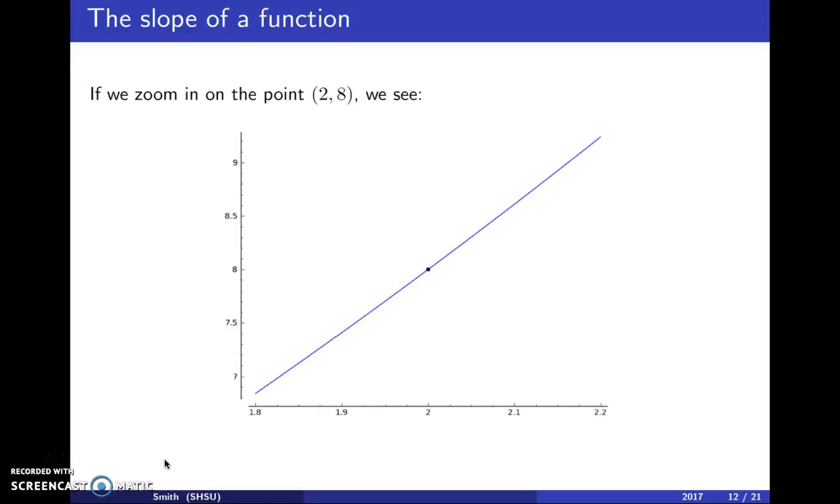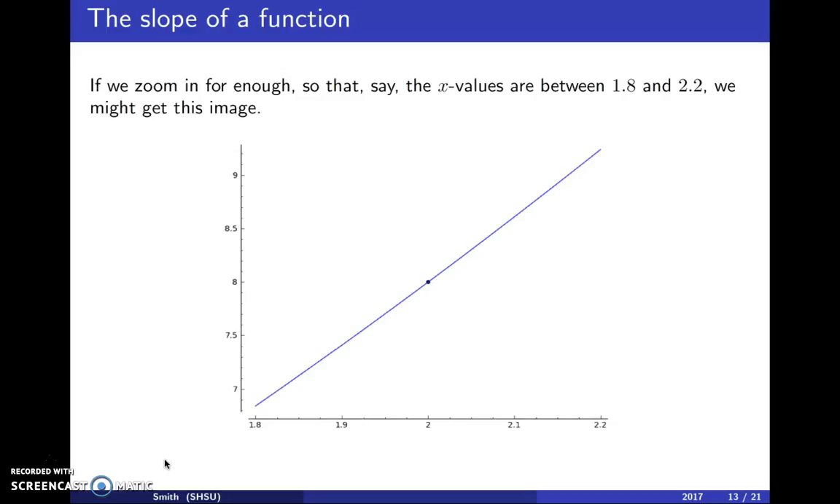This will be true for every function that you use in the sciences. If we zoom in far enough so that, say, the x values are between 1.8 and 2.2, we might get this image.